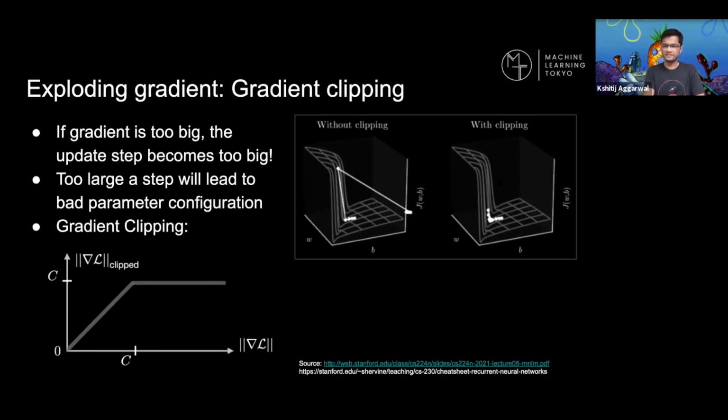So again, this is just a quick representation. The gradient here is very high. So if you do not apply any clipping, then it will modify the weights by a very large number. But if you apply gradient clipping, it would modify it by a smaller number. So that would prevent this problem of exploding gradients.